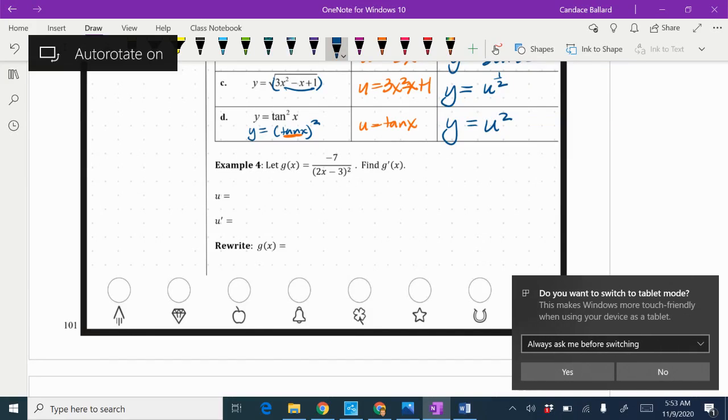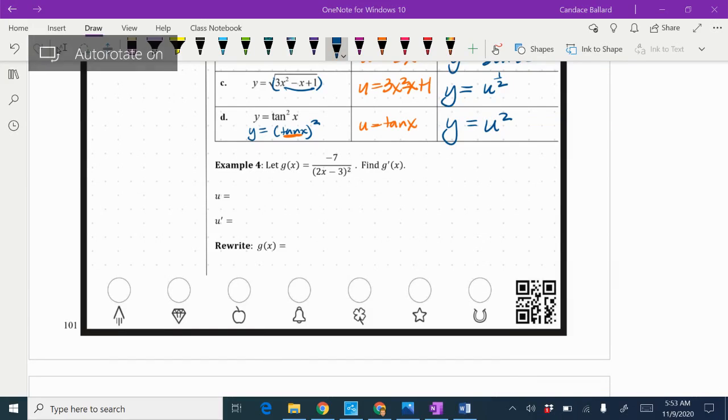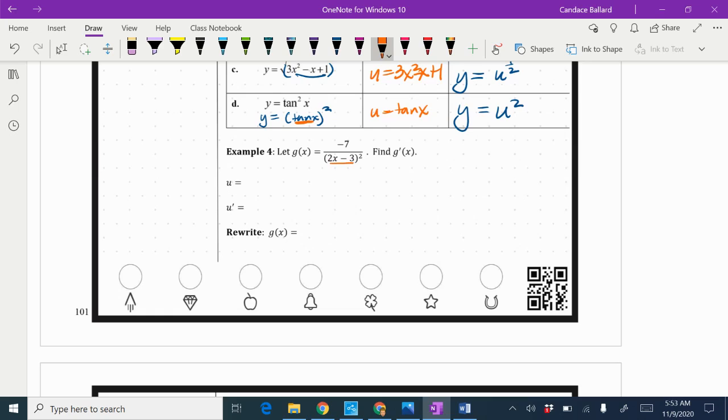We're going to continue topic 3.1, the chain rule. We're definitely going to use our colors now. So we're going to let g of x equals -7 over (2x minus 3) squared, and we're supposed to find g prime of x. We notice we've got parentheses, so I'm going to underline the inside function in orange. That's going to become my u. So I'm going to write that in orange, 2x minus 3.